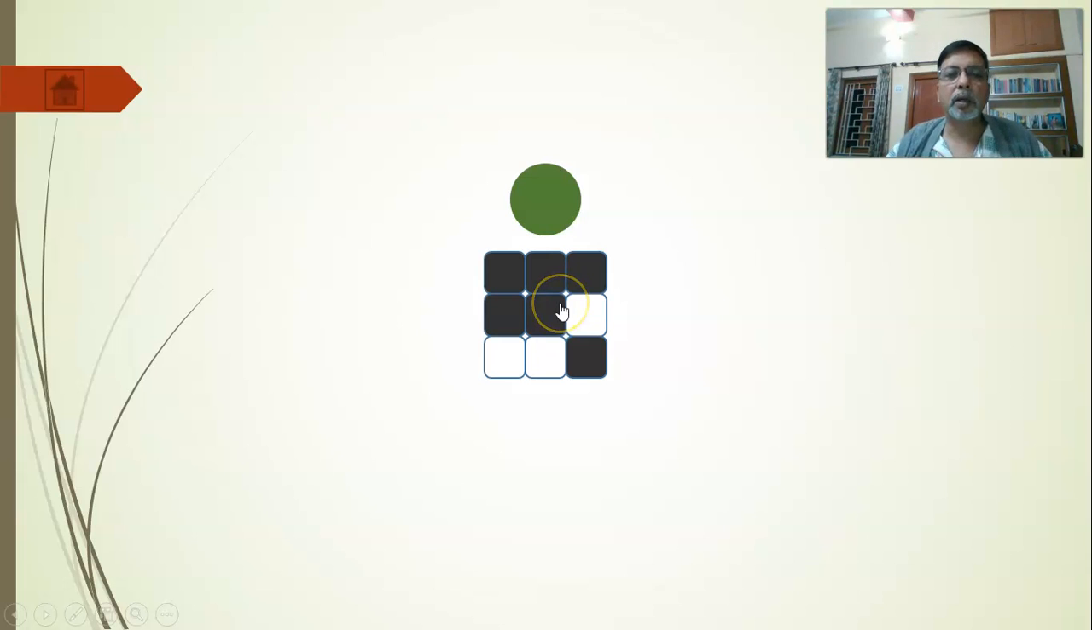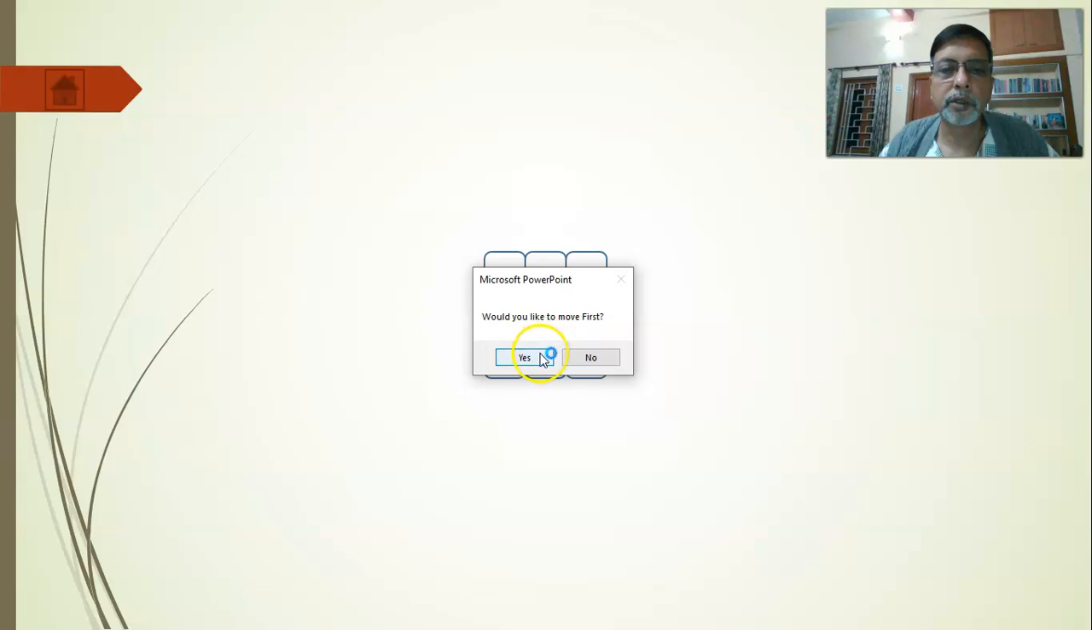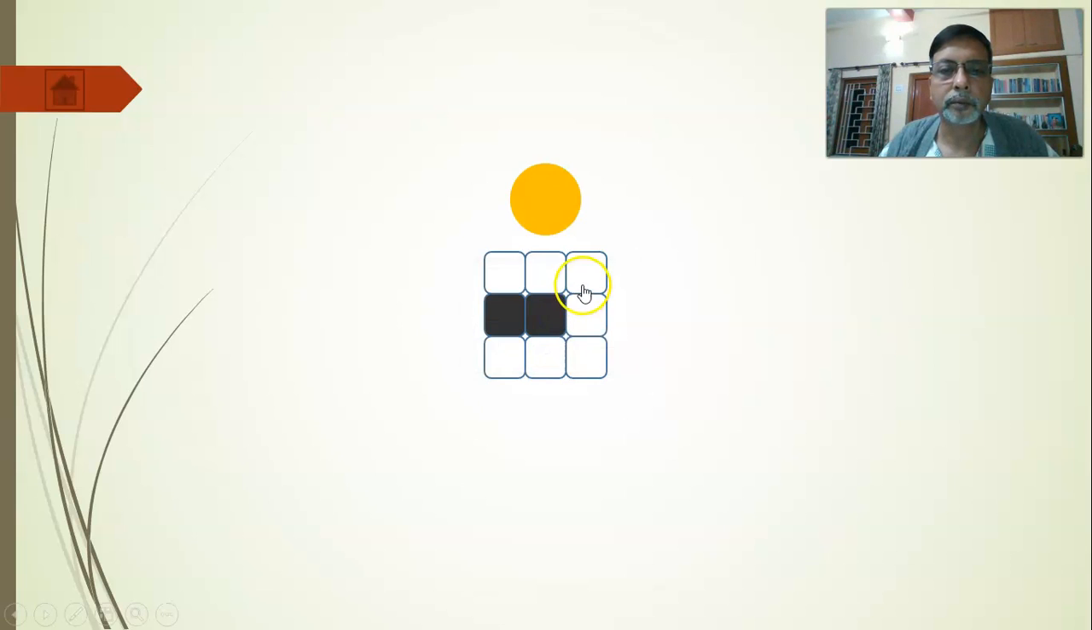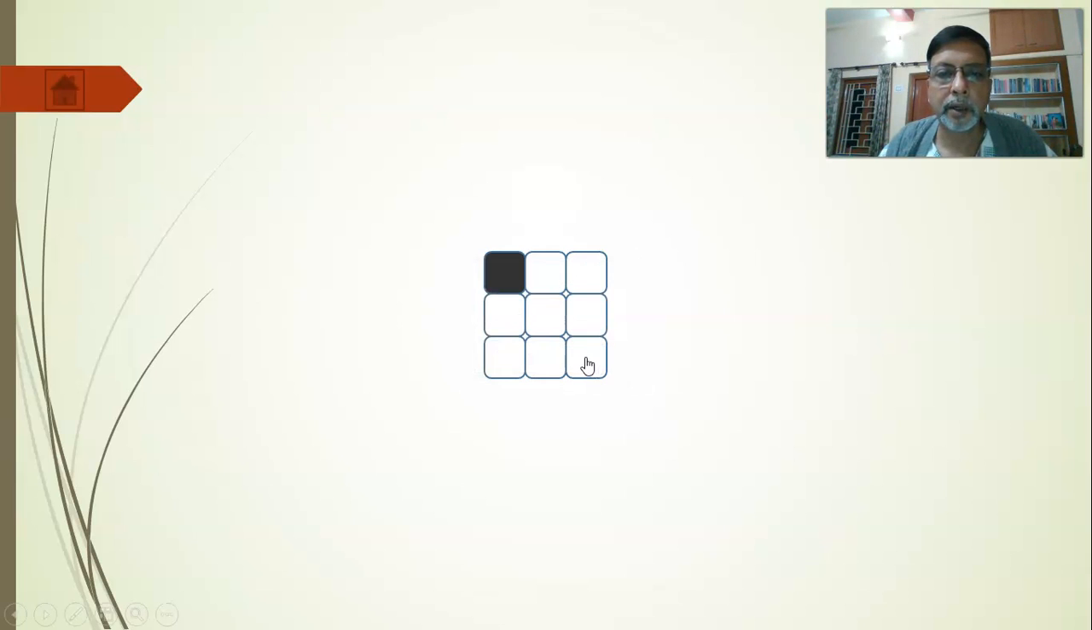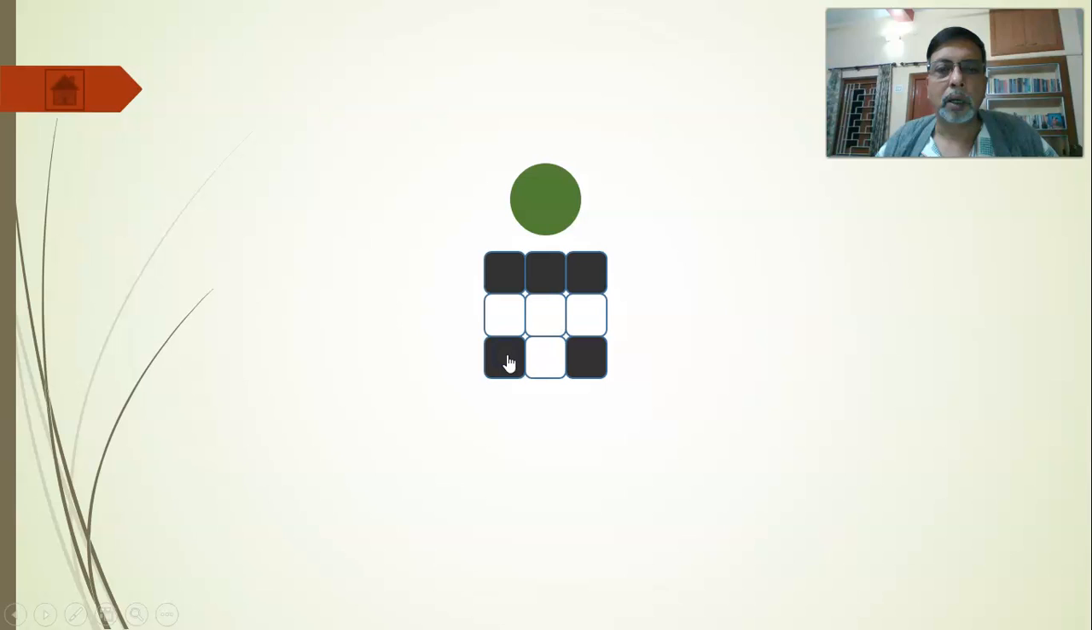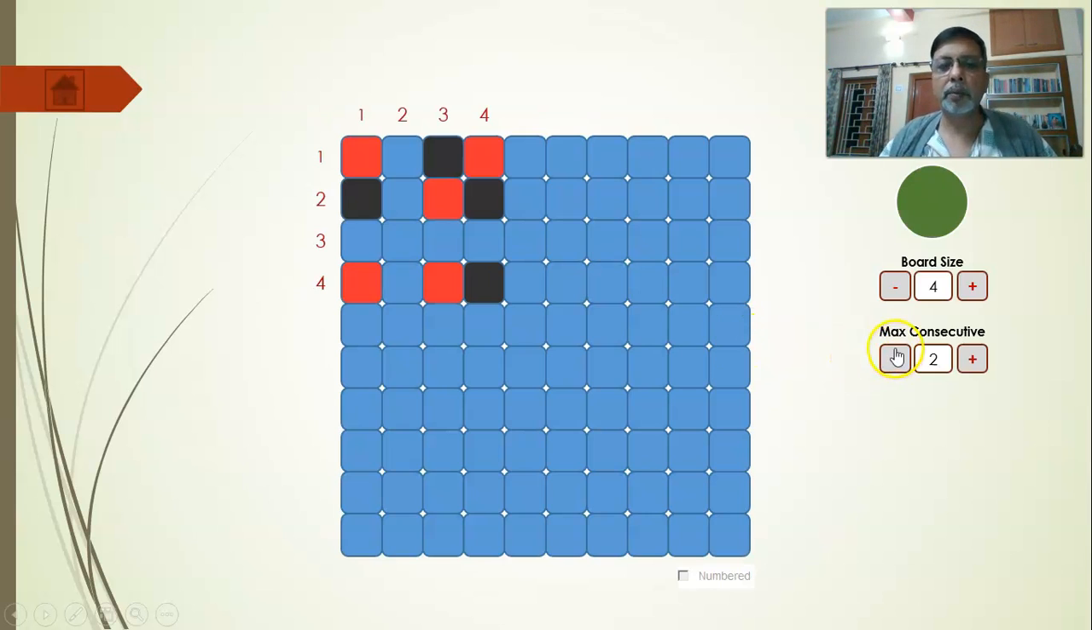So they came up with the variation no-tac-toe, where one who makes 3 in a row loses. So let me start here. Players play with the same symbol. If I occupy this square, there is no other place, so it will be my win. If I move second, again I win. So one can play no-tac-toe on a larger board. Similarly, it's an interesting game.